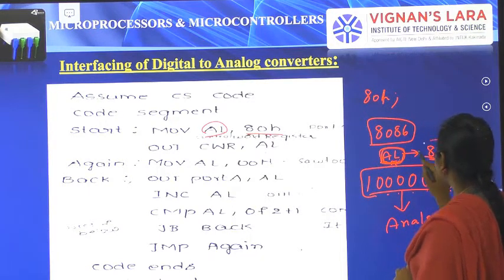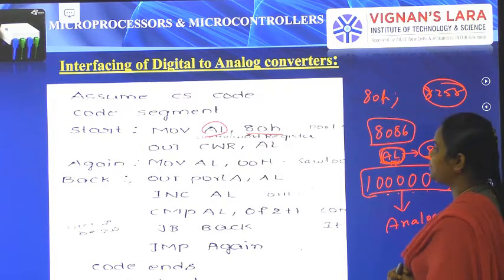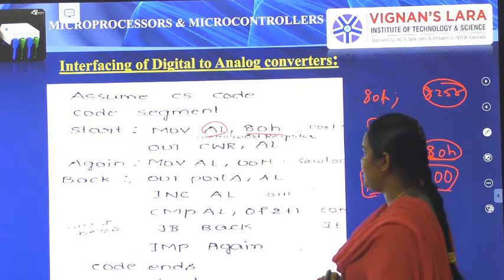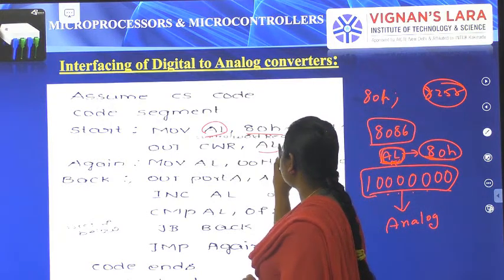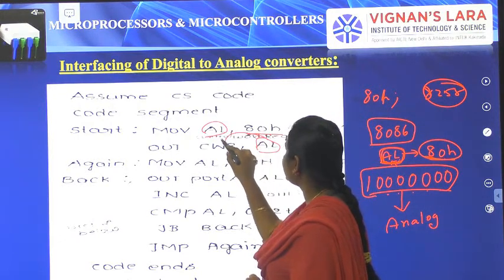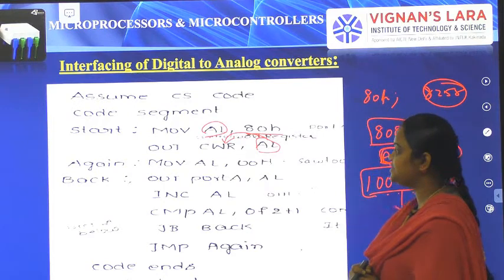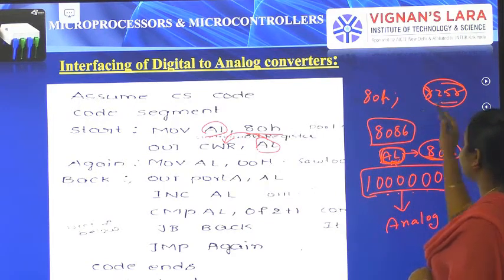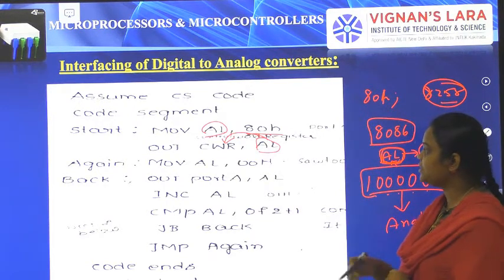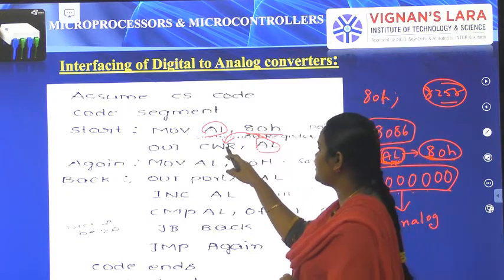This 80H is moved to the 8255 by using the command: AL, which is having 80H, is moved to CWR. CWR is the register which is present in the 8255. So we are moving that 80H to the CWR.